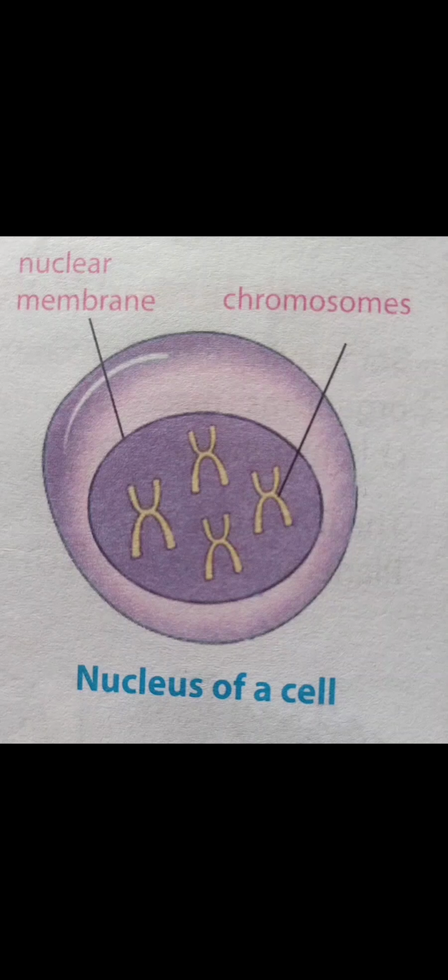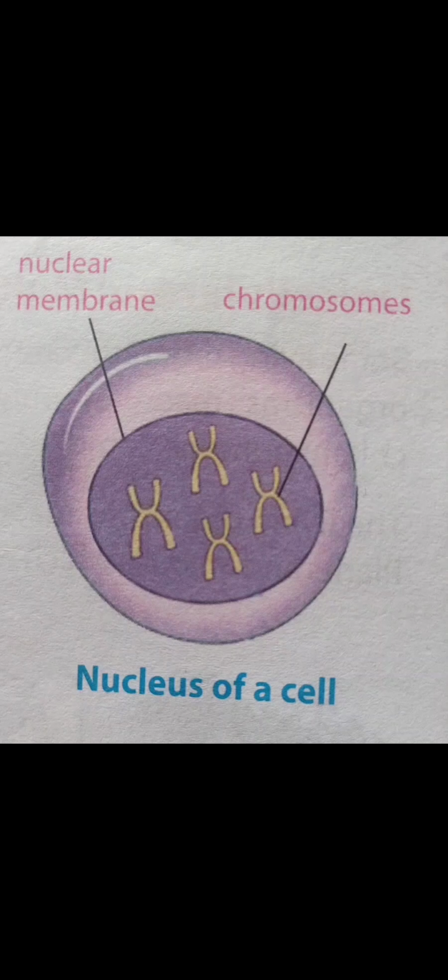The nucleus is the most important part of the cell because it controls all of the activities of the cell. Therefore, the nucleus is called the control center of the cell. You can see the diagram of the nucleus in this picture. The nucleus is surrounded by a thin layer called the nuclear membrane.